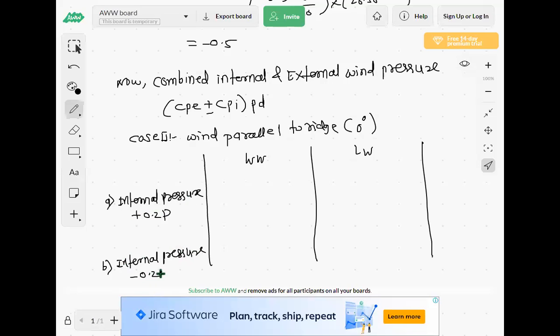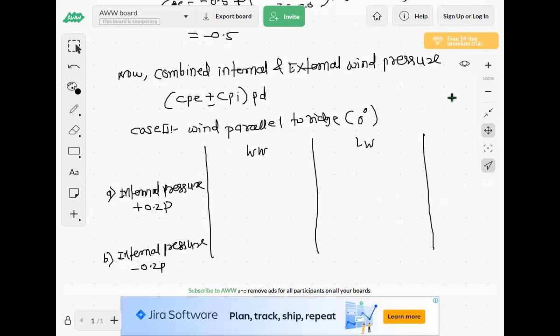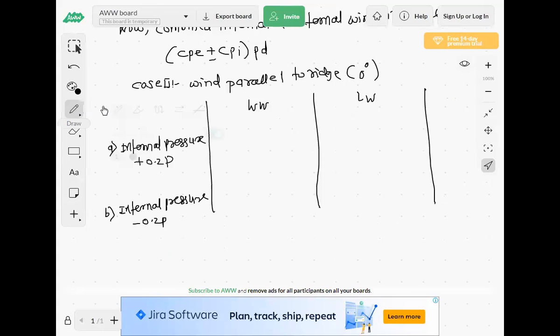minus 0.2 P. Once take internal pressure plus, once minus. Now we have to use this formula. CPE, our calculated coefficient is 0.37, correct? CPE is 0.37.